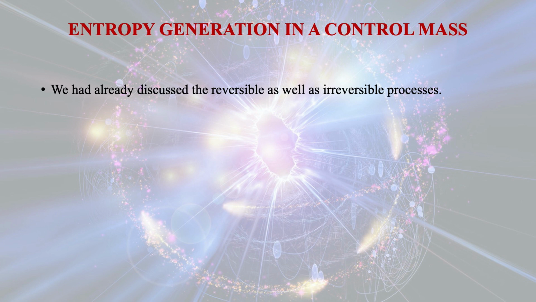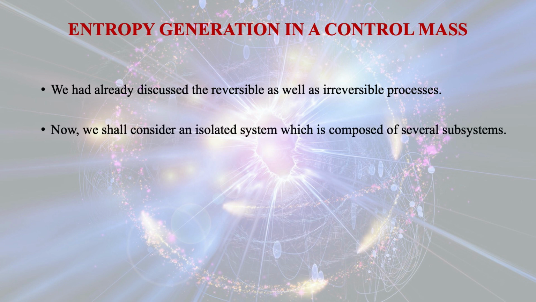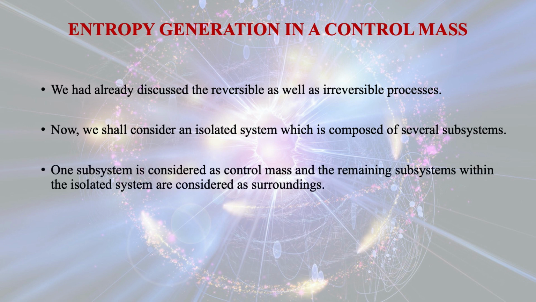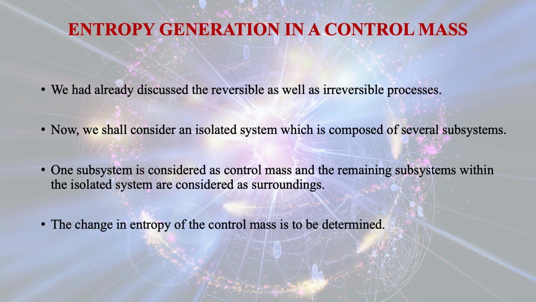Now, dear learners, let us begin our discussion. We had already discussed reversible as well as irreversible processes. Now we shall consider an isolated system which is composed of several subsystems. One subsystem is considered as control mass, and the remaining subsystems within the isolated system are considered as surroundings. The change in entropy of the control mass is to be determined.